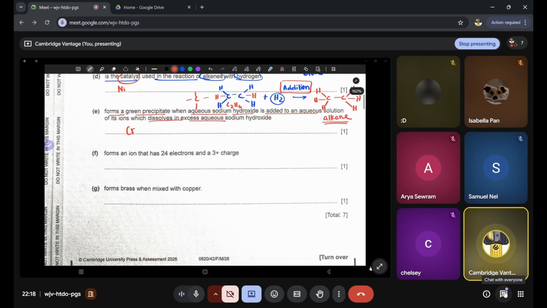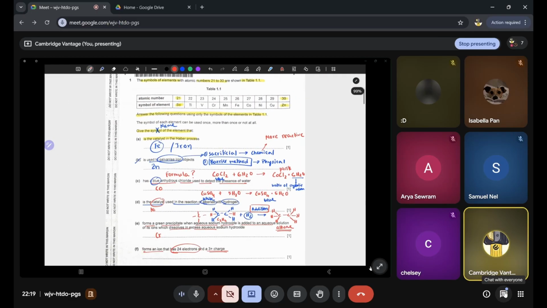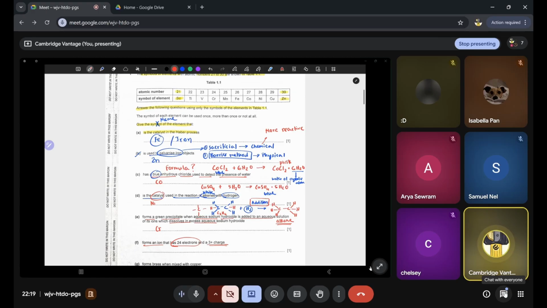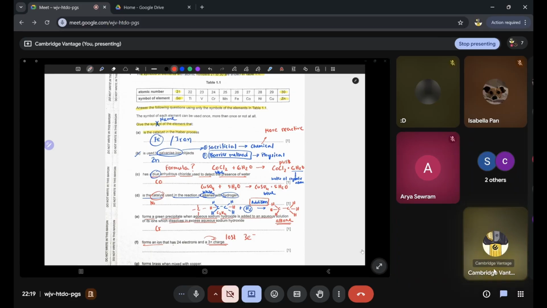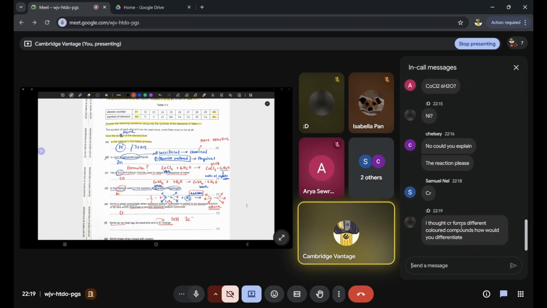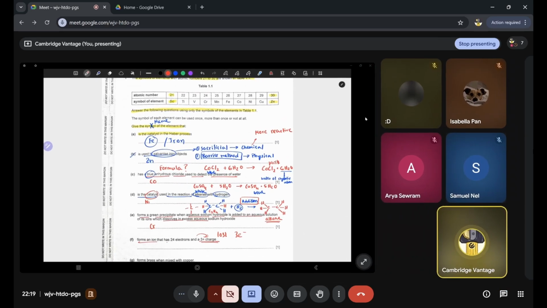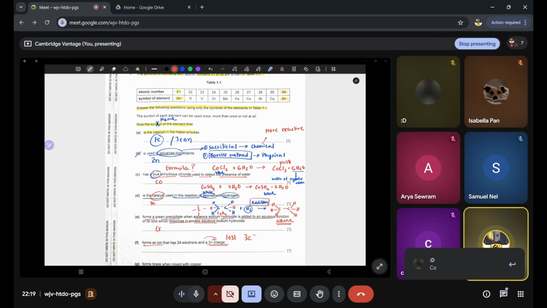All right, let's move on to F. Forms an ion that has 24 electrons and a charge of 3 plus. So if you look at this one, it said that the ion has 24 electrons and a charge of plus 3. That means it has lost 3 electrons. So in that case, the atom should have 3 electrons more. No, in your syllabus, if you look, the ion test that is provided for chromium is, oh, for cobalt.